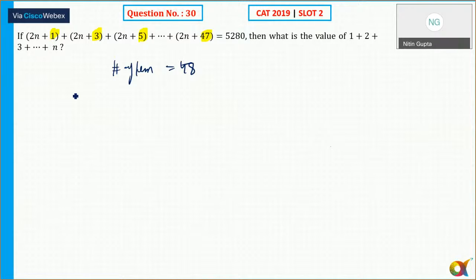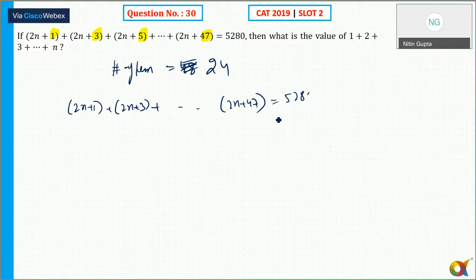So this is 2n plus 1 plus so on till 2n plus 7. So 47 तक कितने odd होंगे? 24 odd. Yes or no? Till 48 there are 24 even, 24 odd. So there are 24 odd numbers, and this is equal to 80.